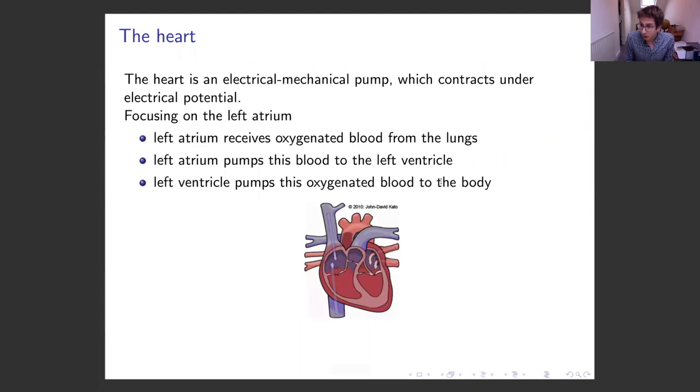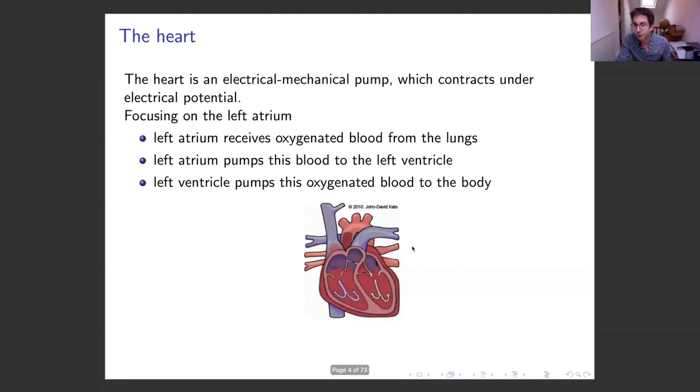So this is about the heart. If you know nothing about the heart, you can think of it as an electromechanical pump. Think of it as a bag that contains blood, and electrical waves start somewhere on this bag. The wave then spreads out over the surface of the heart, causing the muscle to contract, pumping blood. We're going to focus in particular on the left atrium. The left atrium receives oxygenated blood from the lungs and pumps it into the ventricle, which then pumps it around the rest of the body.